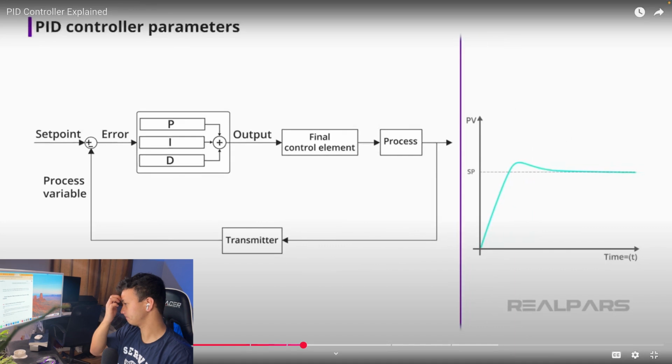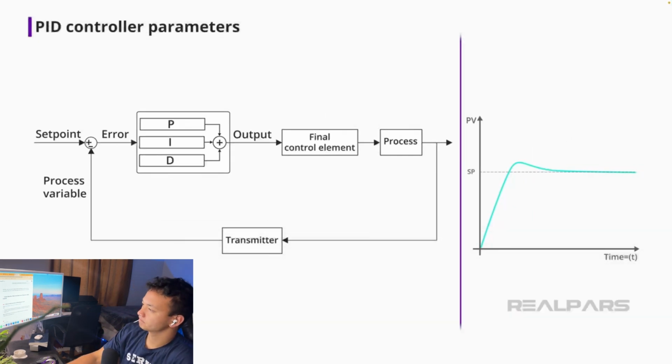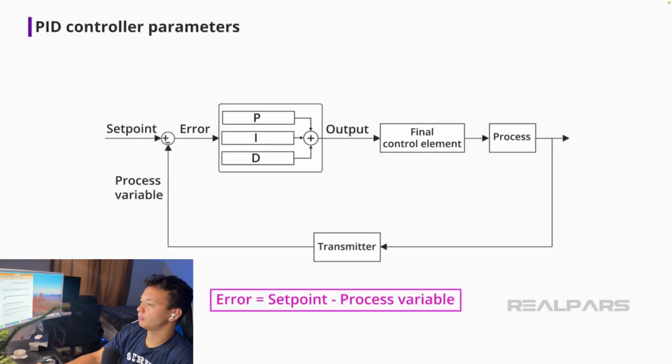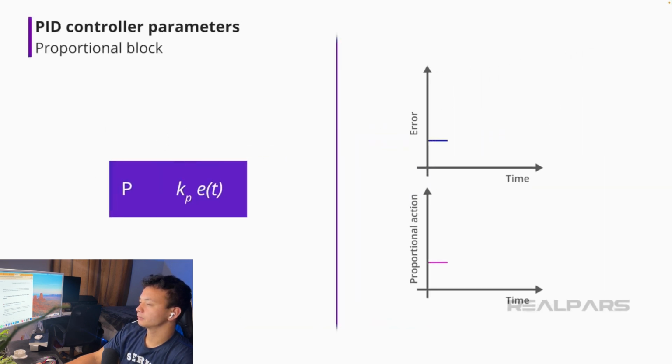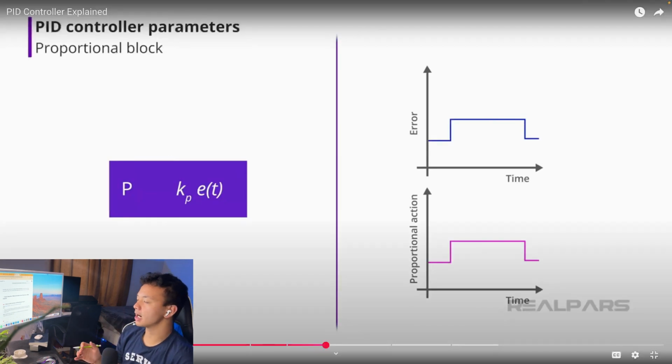Responsible for ensuring that the process remains as close to the set point as possible, regardless of various disruptions. Let's refer to the difference between the process variable and the set point as the error signal. Okay. The proportional block creates an output signal proportional to the magnitude of the error signal. Okay, so the proportional block takes the error and it's proportional to the error.